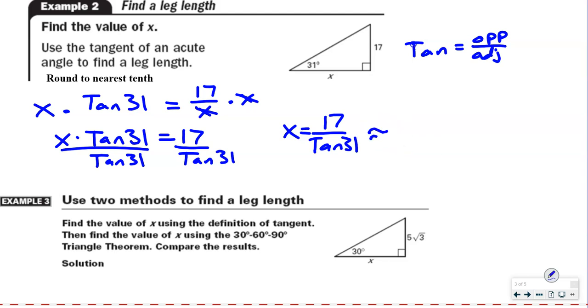Approximately 28.3. Now, if you got a different number, if you got a negative, you might have your calculator on the wrong setting. If you've got a scientific calculator, somewhere across the top or on the bottom, there will be three little letters. It may say RAD, or it may say DEG, or it might say GRD. You want it to say DEG.